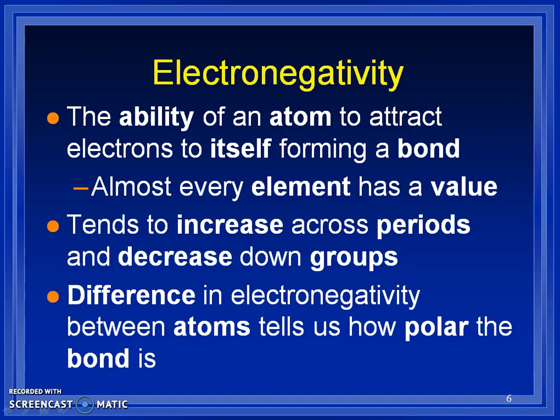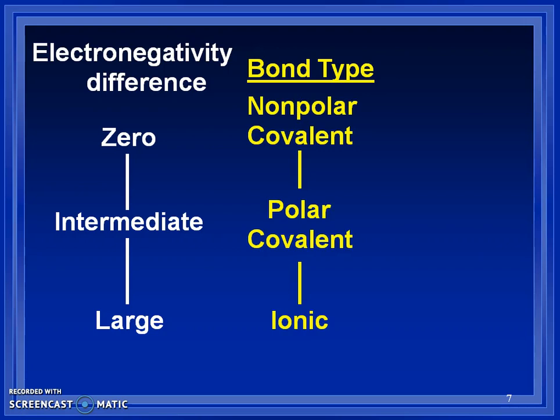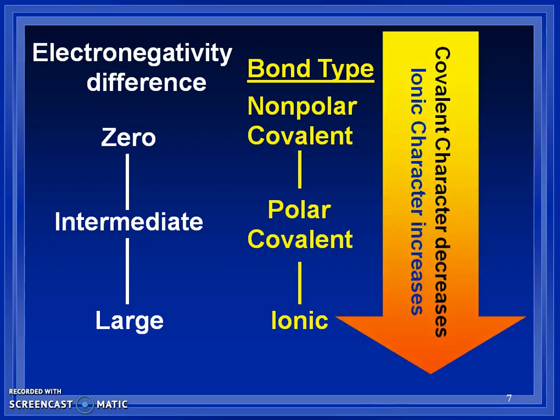And again, there's the trend. We've seen and talked about electronegativity increasing as you go across the period and decreasing as you go down. So of course, the more difference in electronegativity, the more polar, or again, could be possibly ionic, the bond is. So here's your bond type. You go from 0 to intermediate to large, so your bond type would go from nonpolar to polar to ionic. So again, your covalent character decreases and your ionic character increases. So that should make sense, your type of compound and how it's being formed.